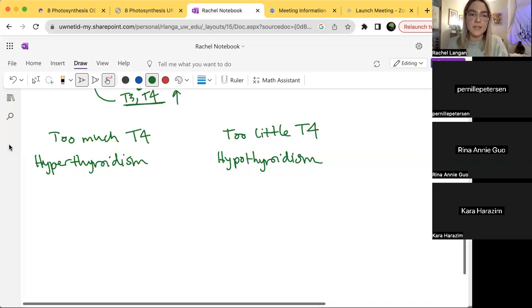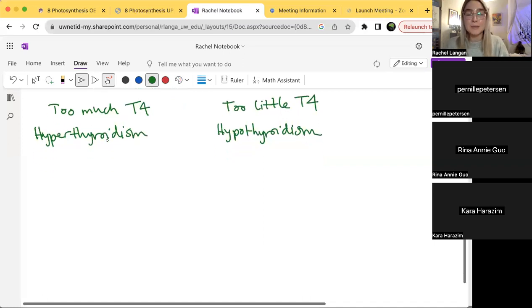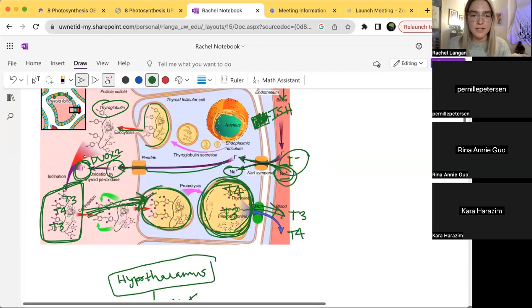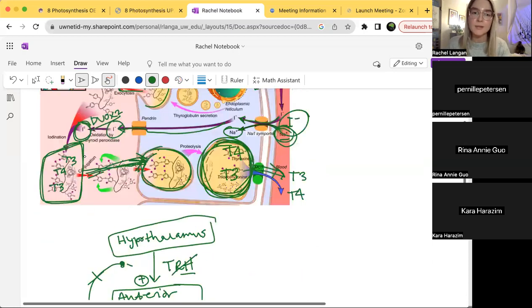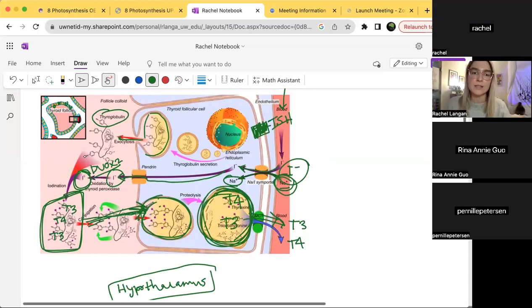And there's lots of different things that can cause it. And probably on the test, you can expect one you haven't heard of, but it's going to be something that, based on changes to these pathways, results in too much thyroxine or too little thyroxine.